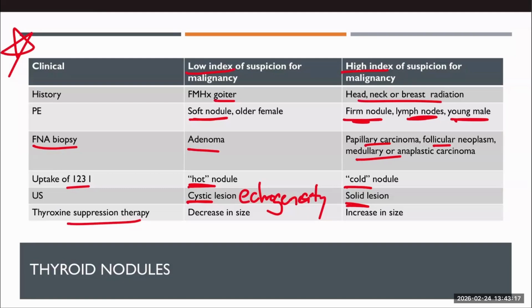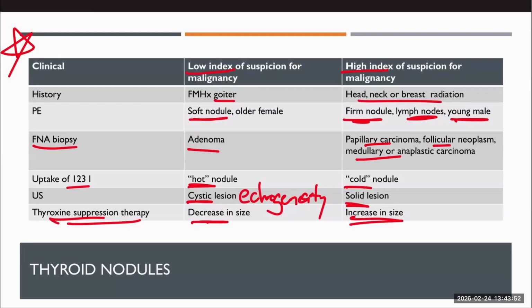Methimazole, PTU. So you give them those medications, the thyroid nodules decrease in size because now they're not being accentuated or excited to produce more. The tissue will slow down, decrease in size, low likelihood of a malignancy. Again, that's why it's also hot, very metabolically active, making a lot more thyroid hormone. With the thyroxine suppression therapy, malignancy will continue to grow because nothing is suppressing it to stop growing.